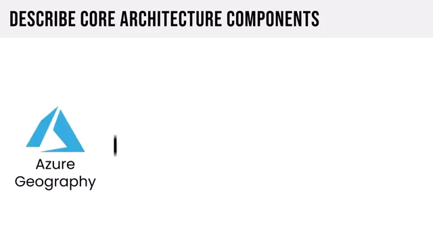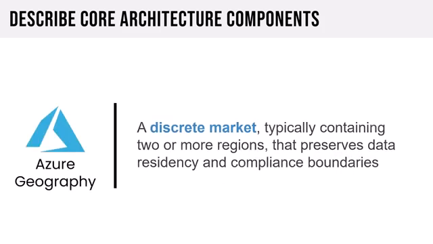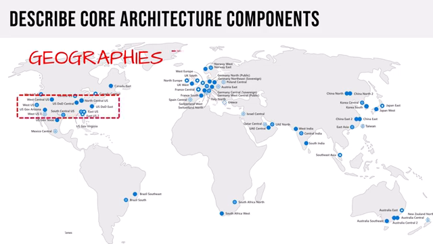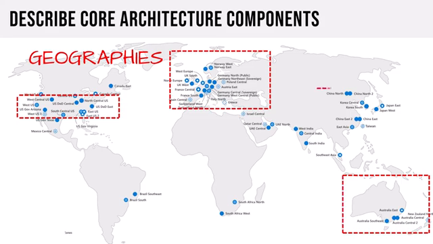So we'll start at the global level and work our way down. So starting with an Azure geography. So this is a discrete market, typically containing 2 or more regions that preserves data residency and compliance boundaries. So with Azure, they have geographies. And you can see here, there's a geography for North America, for Europe, for Australia. China has its own geography for political reasons and legal reasons.